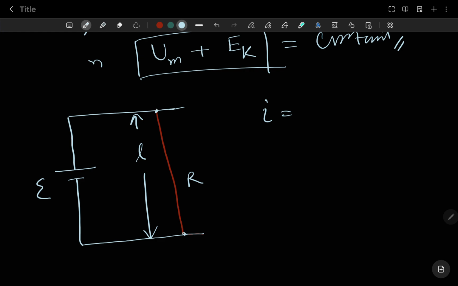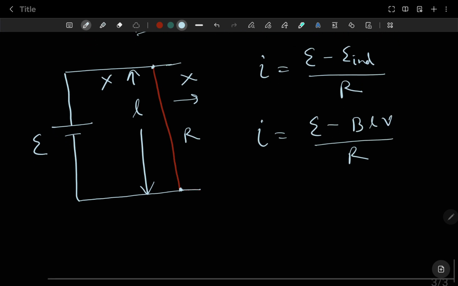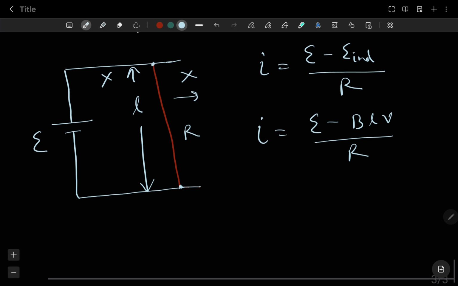See, when the conductor is moving in magnetic field, there will be an EMF induced across the conductor. Now this induced EMF is a back EMF. It will oppose the battery EMF. So the net EMF will be epsilon minus epsilon induced by the resistance R. The rod's resistance is the resistance of the loop, right? So it will be like epsilon minus BLV by R. Okay, clear.